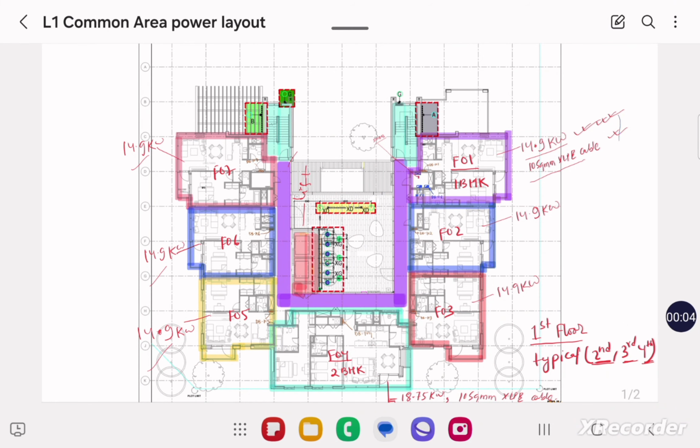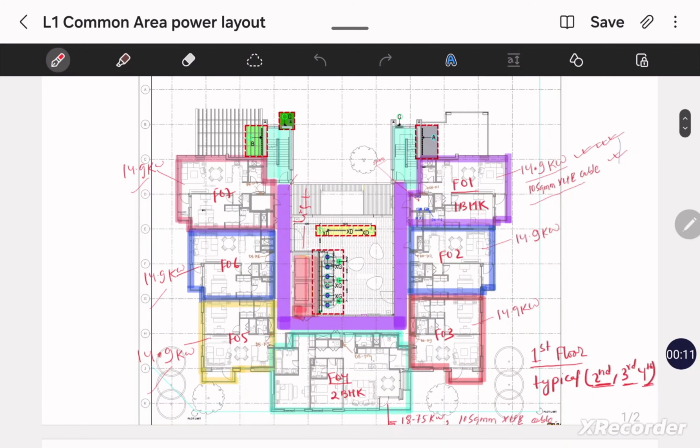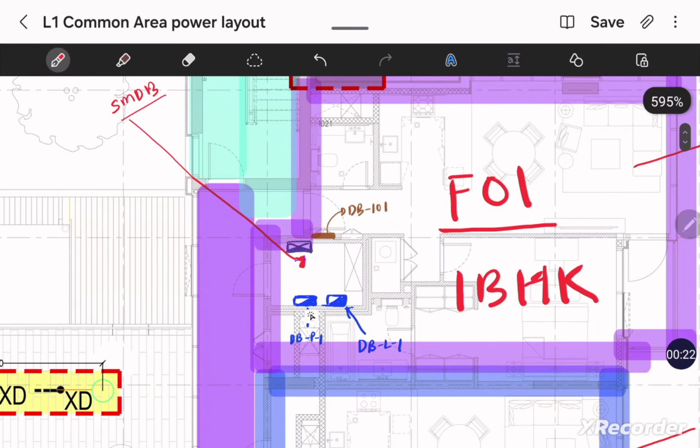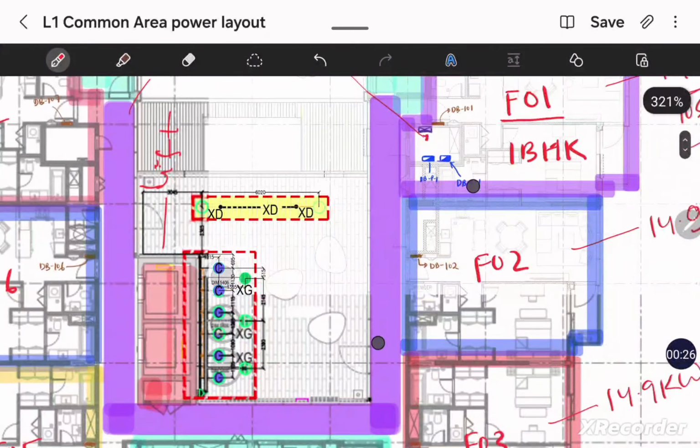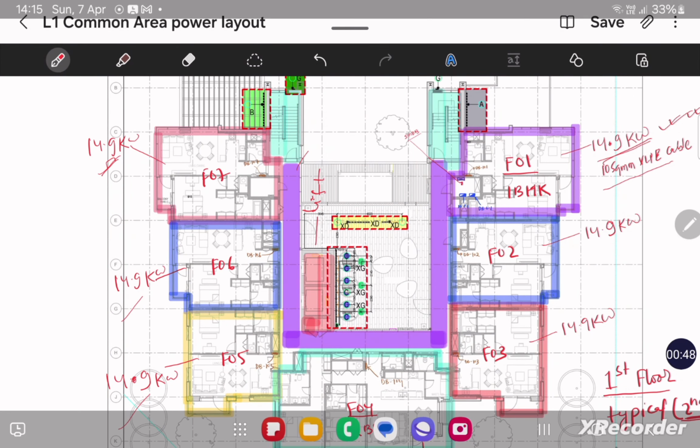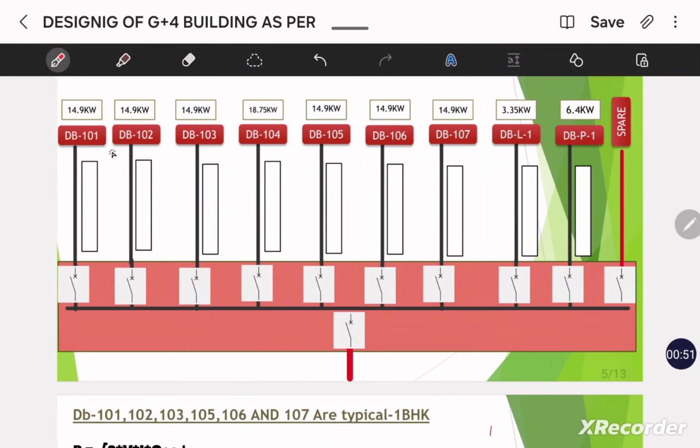As in the previous part video, we already calculated the total load for 1 BHK flat, 2 BHK flat and for the common area power DB and common area light DB. As I told in my previous video, 1 BHK flats are typical, so the load of every 1 BHK flat is the same. So we know the load of each flat and the load of the common area light DB and common area power DB, which I wrote here in the SLD of the SMDB.